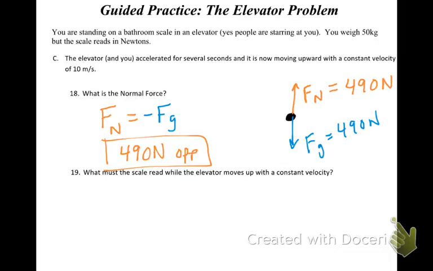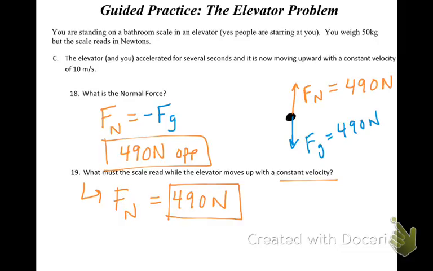What must the scale read while the elevator moves up with constant velocity? Remember, our scale will always read our normal force. And since our normal force is equal to 490 newtons, that's what our scale will read. So while you're accelerating upward, you feel heavier, your scale will read heavier because we're dealing with unbalanced forces. Now, because we're dealing with constant velocity, we're dealing with balanced forces. We're not dealing with any unbalanced forces. Our scale will read our normal weight force of 490 newtons, which it's going to read because that weight force happens to be equal to our normal force, which is what our scale is giving us.